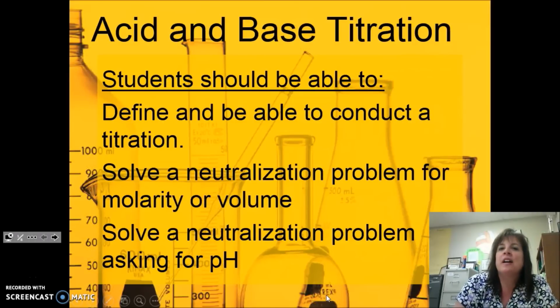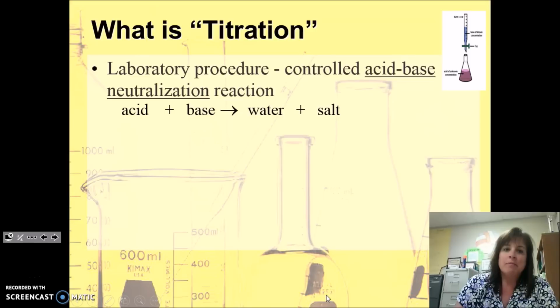In video 3 on chapter 18, we're going to talk about acid-base titrations. Now, you've already done one of these in lab. In fact, you even did another one in the beginning of first semester. But we're going to talk in more detail now about what a titration is and how we solve neutralization problems.